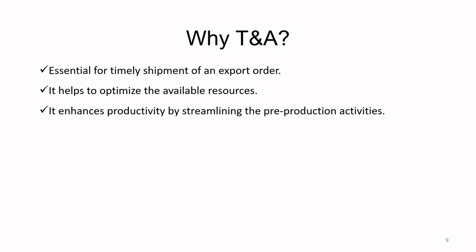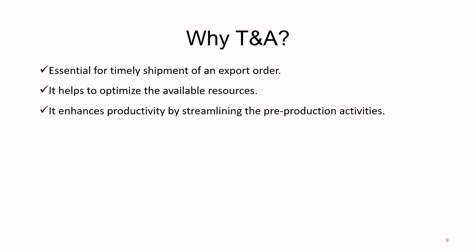Now, the time and action calendar helps in enhancing the productivity by streamlining the pre-production activities. If an order is supposed to go earlier, it simply means that the various activities for that particular order have to be started on priority. Any order which has a later delivery date, those things can be done in second priority.